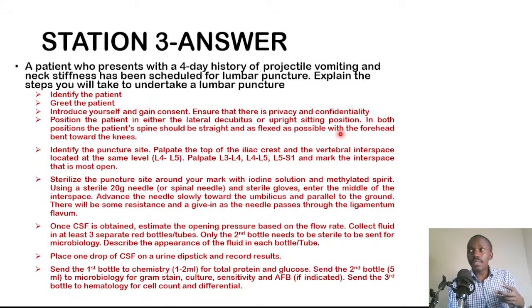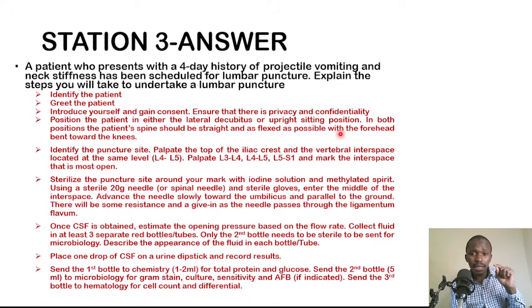Now, what are your landmarks? You're going to have your posterior superior iliac spines. You draw a line joining those two at the back. So now you have the vertebral processes right in the center. You're going to mark the same level there. If you go the space above, that will be between L4 and L5. So usually you palpate L4, L5. We'll also palpate L3, L4, as well as L5, S1. Whichever one is the most open is the one that we go in.